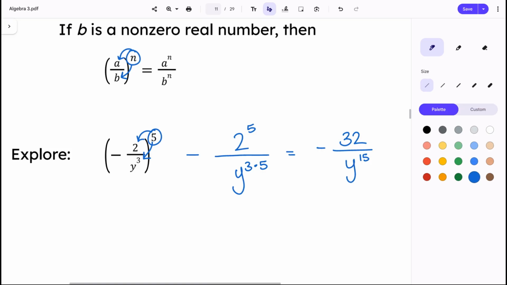Even if you had taken the negative and applied it to the 2, then you would have gotten negative 32 because you would have had a negative 3 to the 5th power. So you're still going to get a negative answer here for your fraction. Questions on that one?